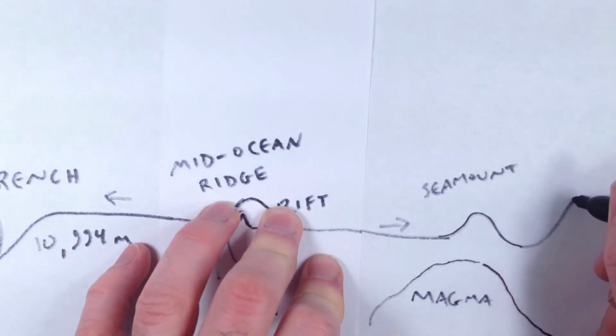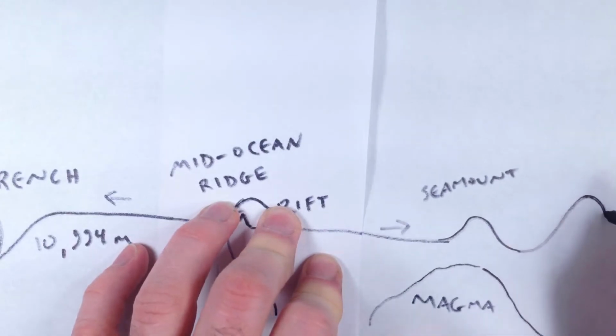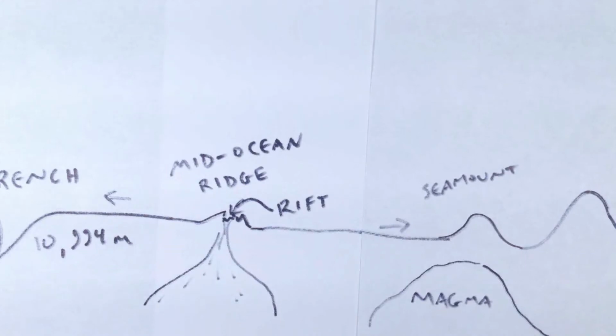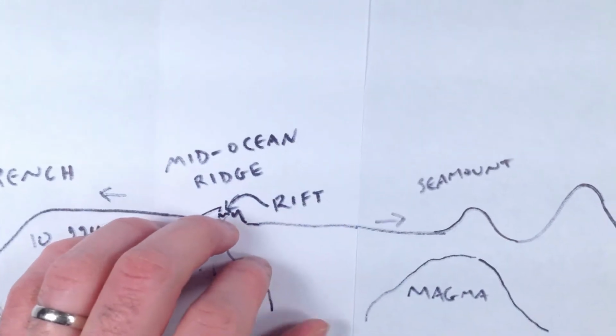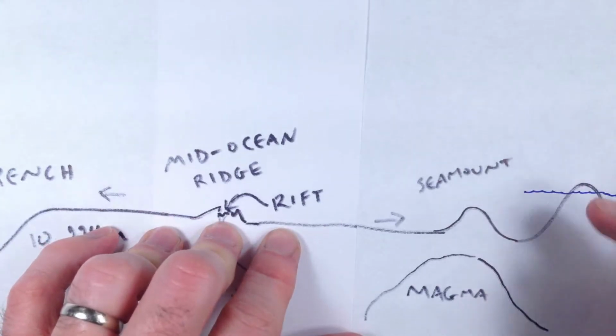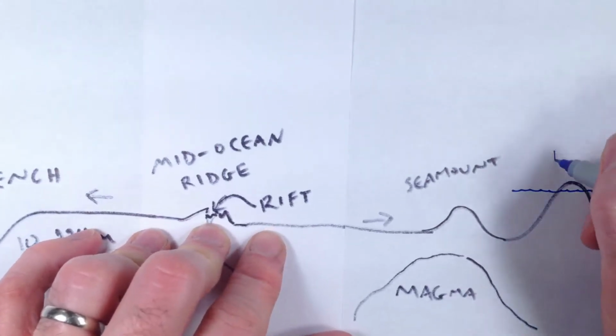let me just put the water level in there so you can see it. I know that's not over the magma hotspot. Don't worry about that just yet. So if that extended out of the water, let's say this is the water level. Well, you know what that is? This is an island.